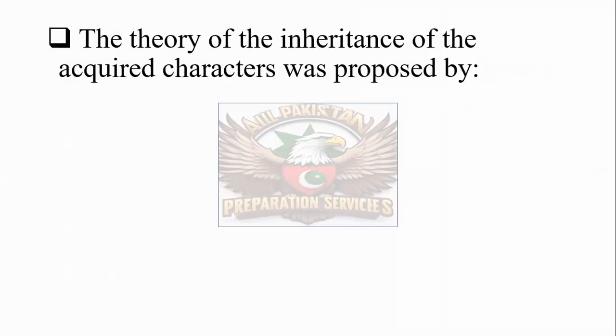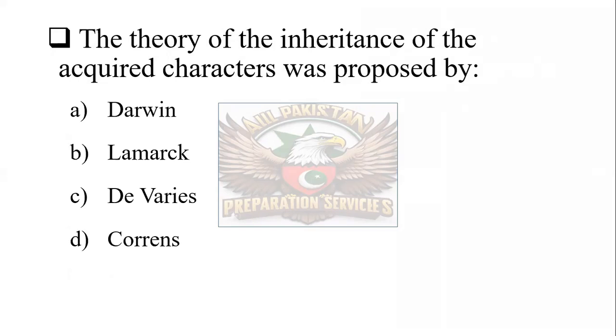Our next question, the theory of the inheritance of acquired characters was proposed by Darwin, Lamarck, De Vries, or Correns. And the correct one is Lamarck. The theory of inheritance of acquired characters was proposed by Lamarck.